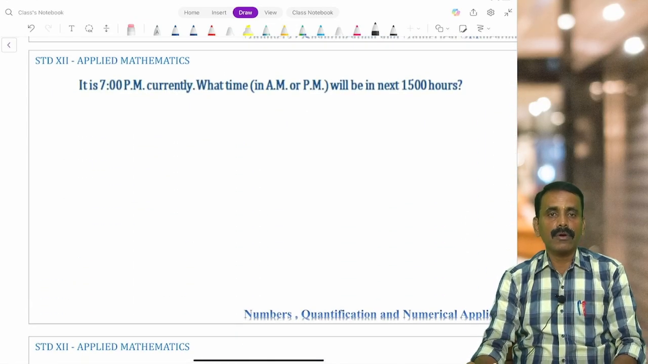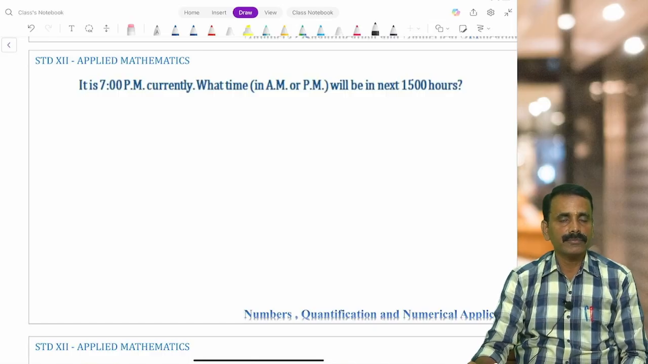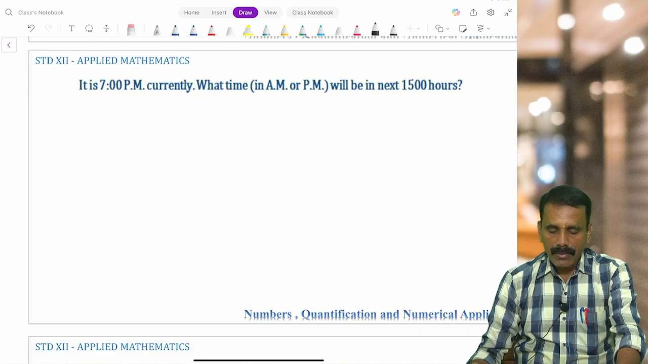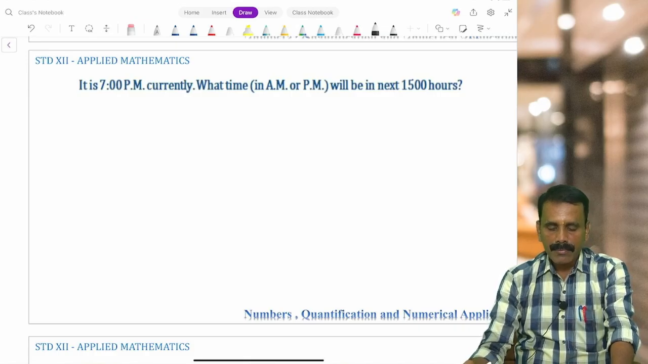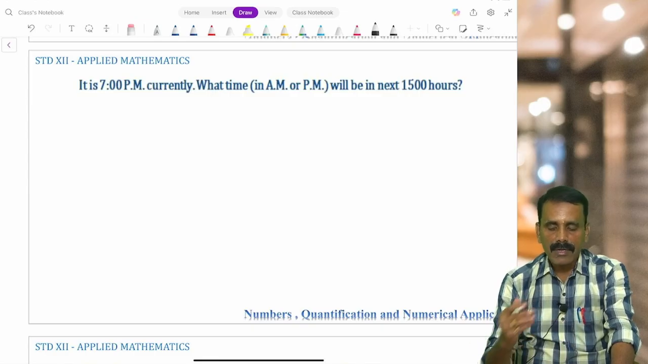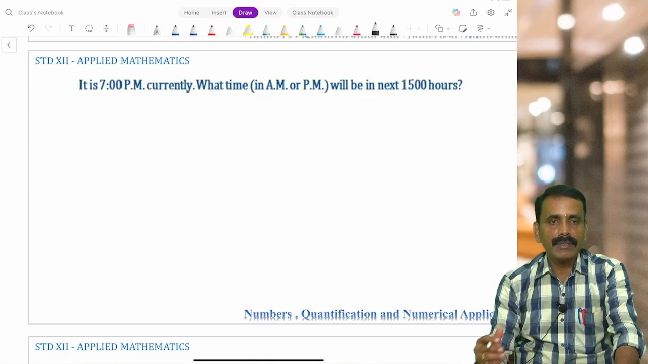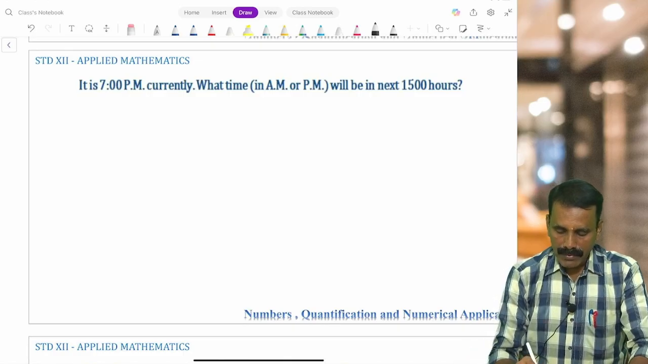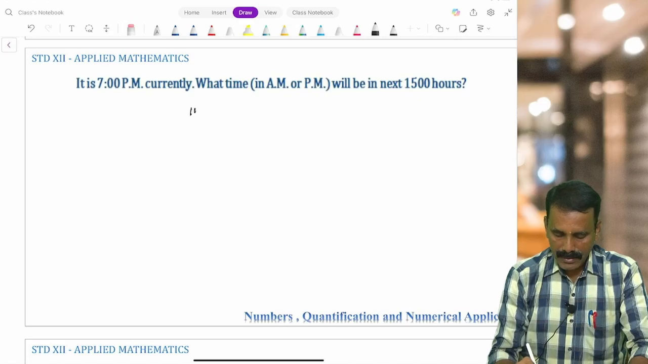The next application of the congruence class modulo is finding the time after certain hours. We will be seeing one such problem here. It is 7 p.m. currently. What time in AM or PM will it be in the next 1500 hours? Now we consider the time to be 7 p.m. After 1500 hours, what will be the time? For that, we are going to divide 1500 by 24 and take the remainder.